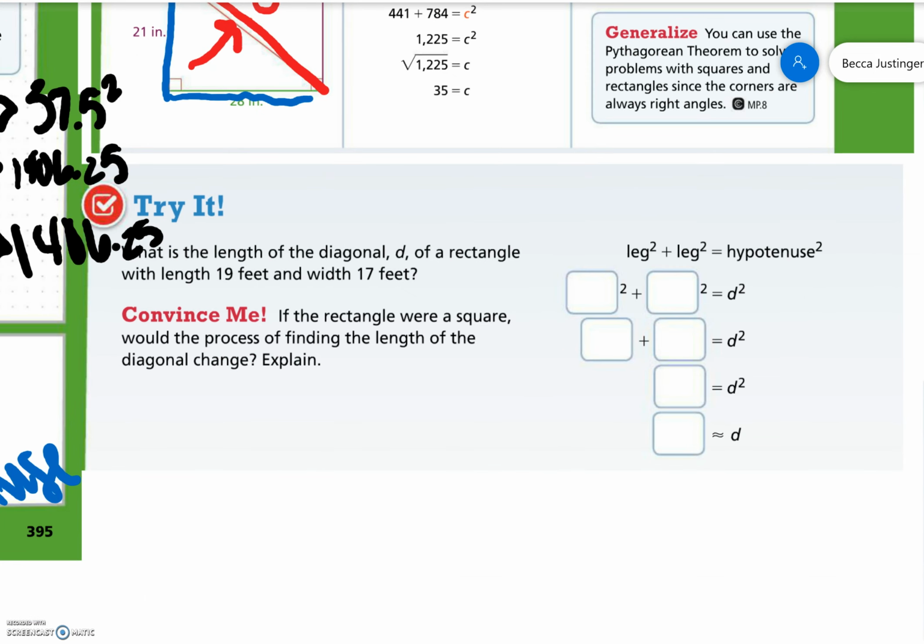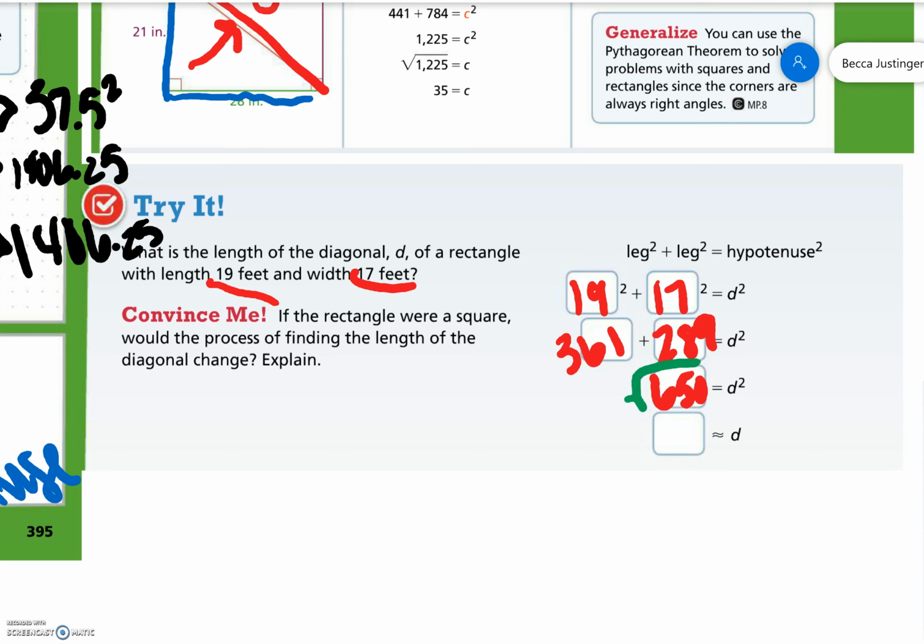Let's try it. What is the length of the diagonal of a rectangle with 19 feet width and 17 feet width? So we use 19 squared plus 17 squared. 19 times 19 is 361. 17 times 17 is 289. So we add those together and get 650. Remember, that's not our answer.